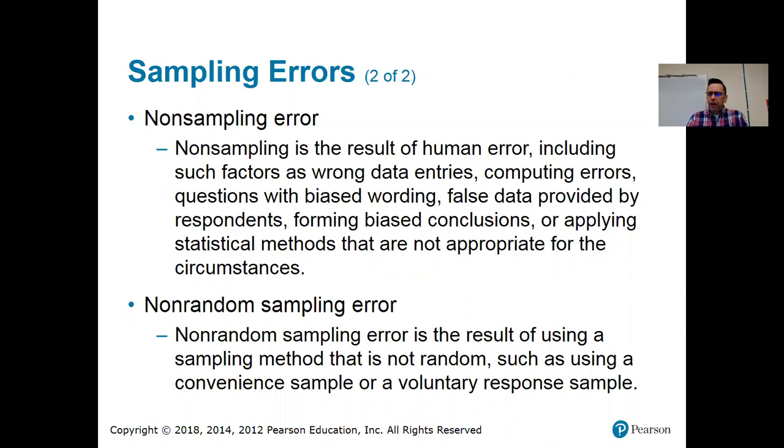Non-random sampling error is the result of using a sampling method that is not random, such as that voluntary response sample that we talked about, right? Internet polls, terrible. Don't use them for anything serious, okay? Convenience sampling is not as bad as voluntary response, but it's still not the best way to collect a sample unless you're really, really careful.